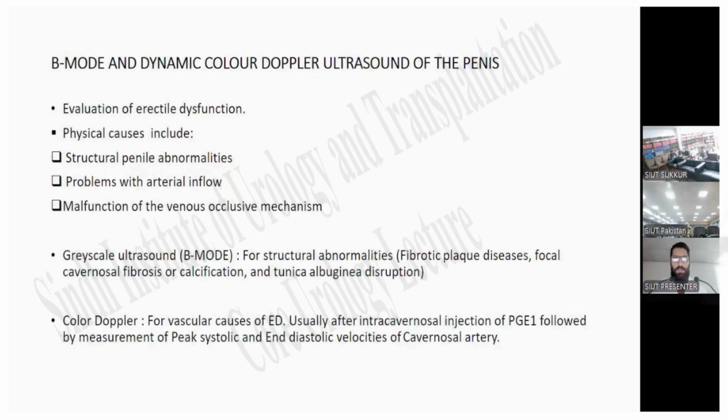For penile examination, B-mode or brightness mode and dynamic color Doppler ultrasound is performed. It evaluates the cause of erectile dysfunction, and physical causes include structural penile abnormalities, problems with arterial inflow, or problems with venous occlusive mechanisms. B-mode ultrasound is used to detect structural abnormalities, while color Doppler is used for detection of vascular causes of erectile dysfunction. The color Doppler is usually performed after intracavernosal injection of prostaglandin E1, followed by measurement of peak systolic and end-diastolic velocities of cavernosal arteries.